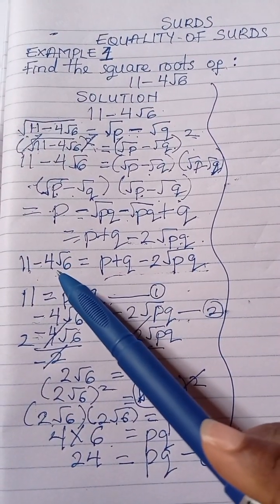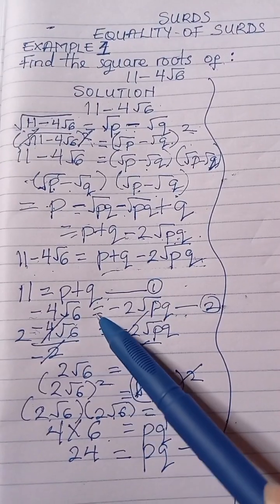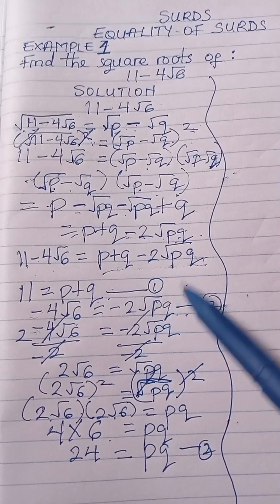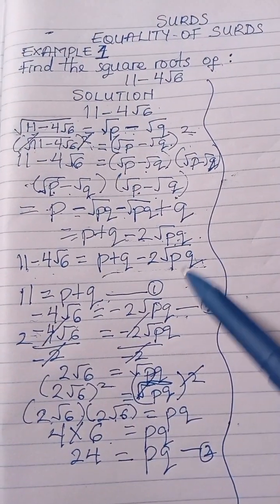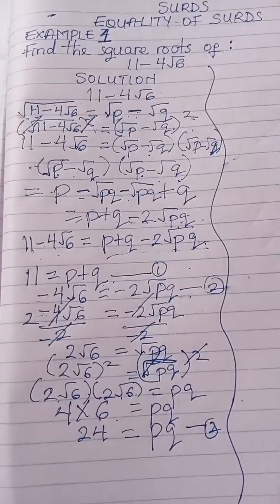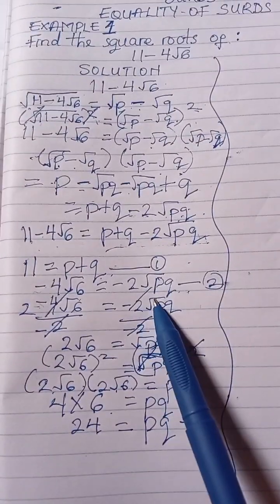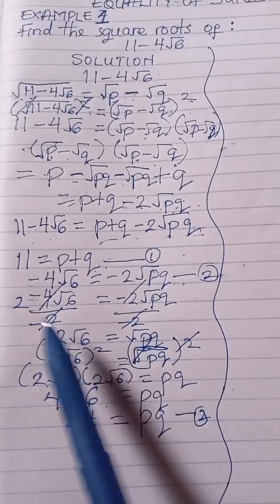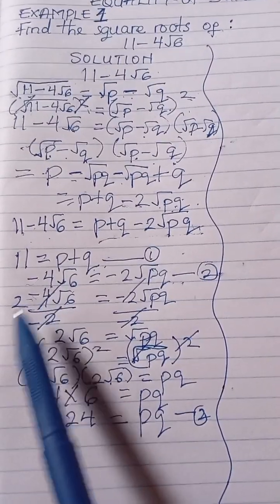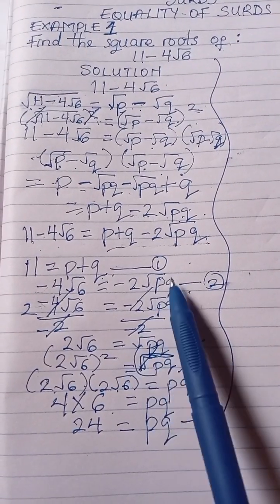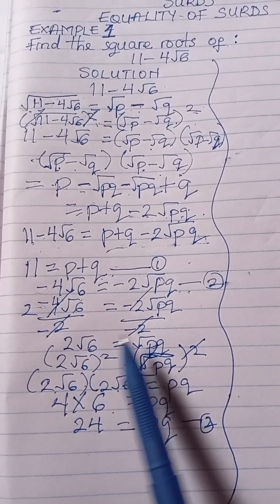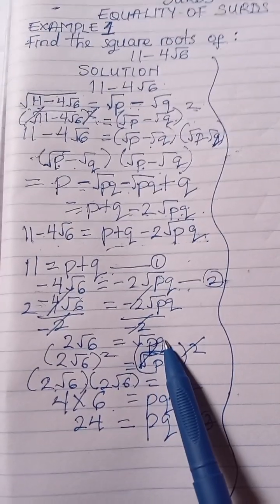Equation 2 is now the one with root sign, equate them together. Minus 4√6 is equal to minus 2√pq. This is it, that's equation 2. But I can't leave my equation 2 like this, so I simplify further. I divided both sides by minus 2. So minus 2 in minus 4 is 2, this minus 2 cancelled out here, so it remains 2√6. This is it, and my √pq.